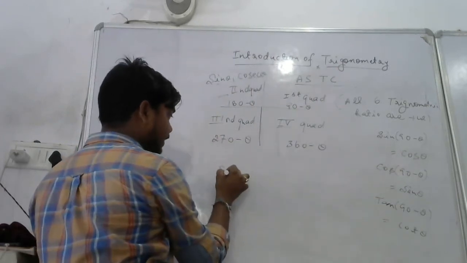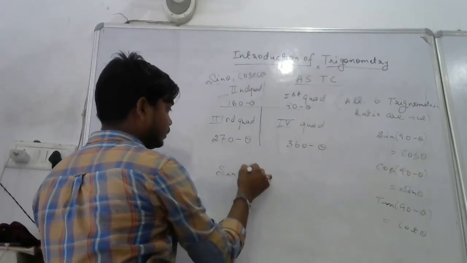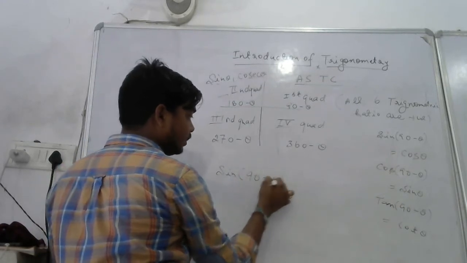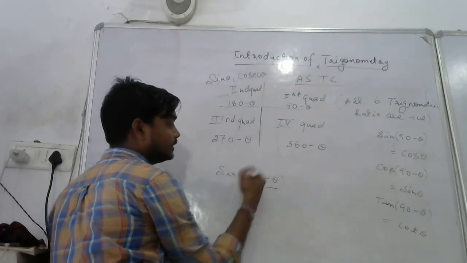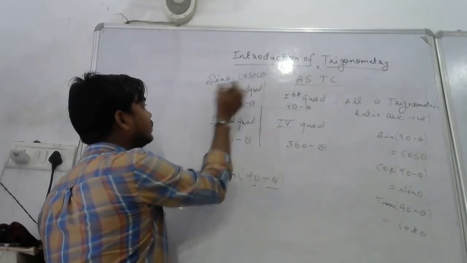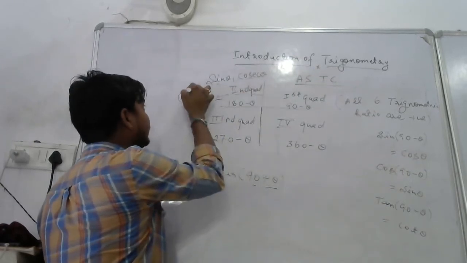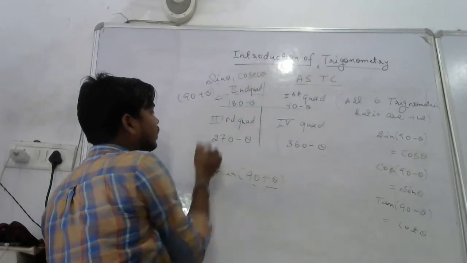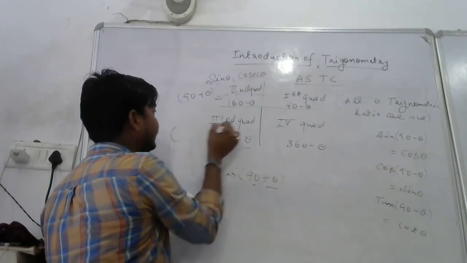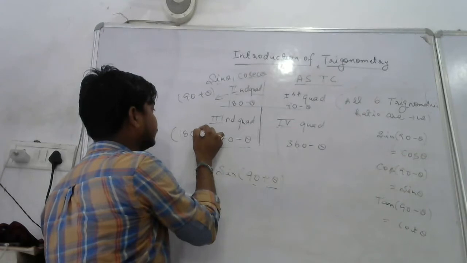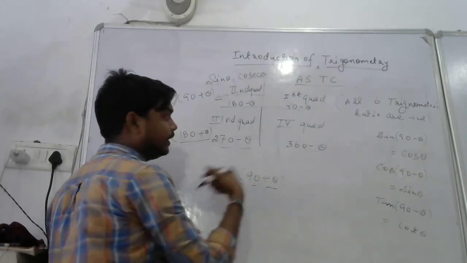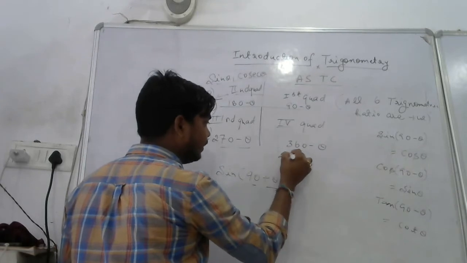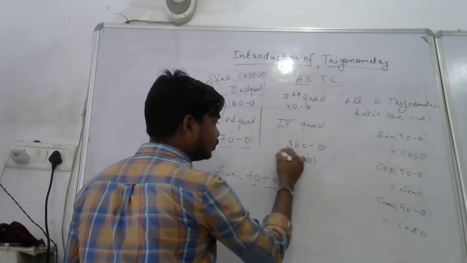Suppose I write sin of 90 plus theta, it is in the second quadrant. 90 plus theta means the second quadrant. Similarly, we can write 180 plus theta for the third quadrant, and 270 plus theta for the fourth quadrant.